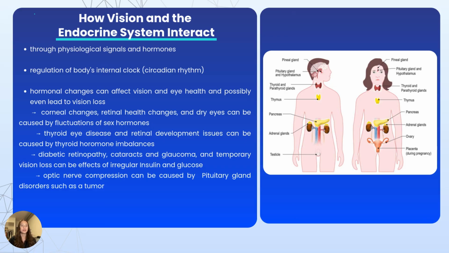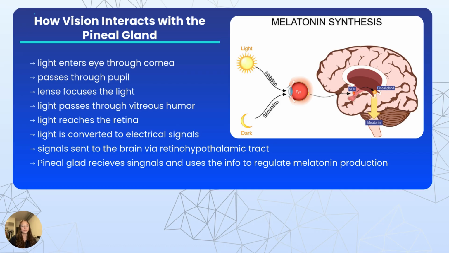So some examples are, if there's corneal changes, retinal health changes, and dry eyes, those can be caused by fluctuations of sex hormones. Thyroid eye disease and retinal development issues can be caused by thyroid hormone imbalances. Diabetic retinopathy, cataracts and glaucoma, and temporary vision loss can be effects of irregular insulin and glucose. And optic nerve compression can be caused by pituitary gland disorders such as a tumor.